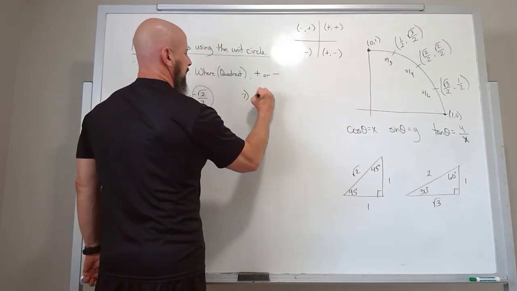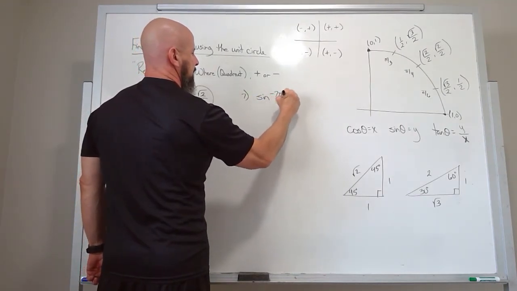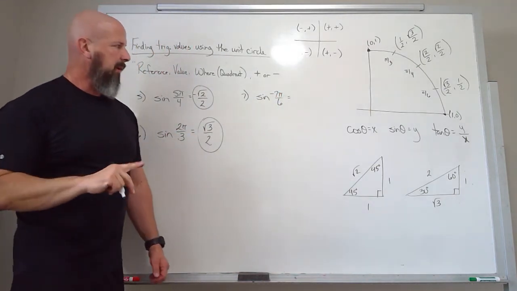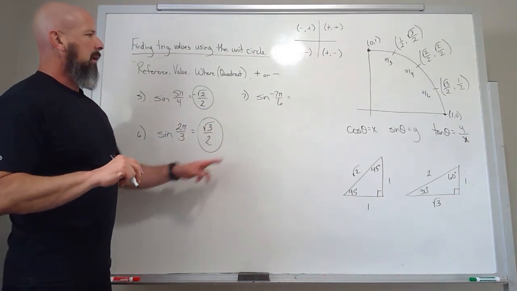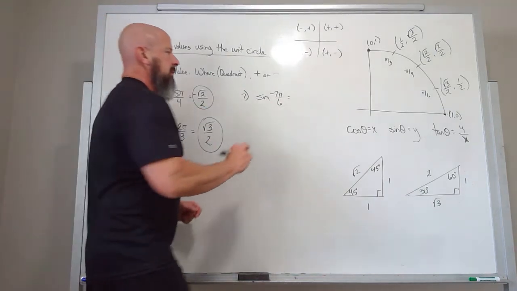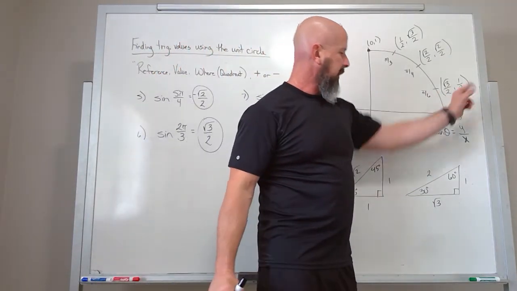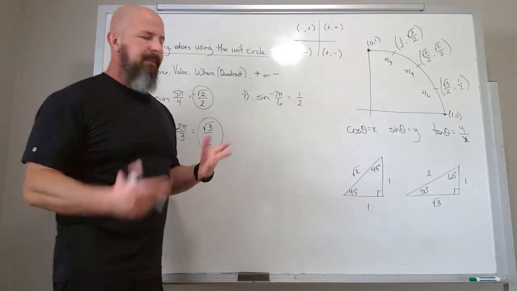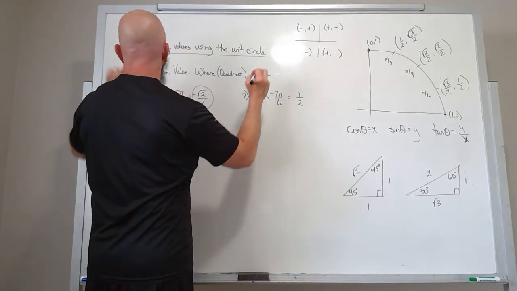How about sine of negative 7 pi sixths? The negative's not bothering me. I'm trying to figure out the reference first. Reference is pi sixths. Sine of pi sixths, 1/2. Opposite over hypotenuse. I know the value's a half. Again, that should be the toughest part to work through, getting those pieces there.